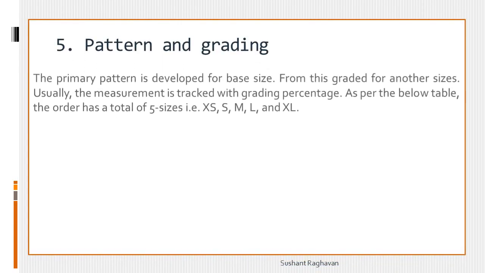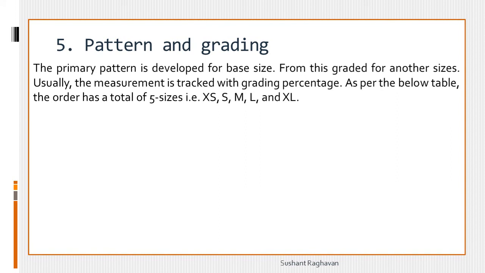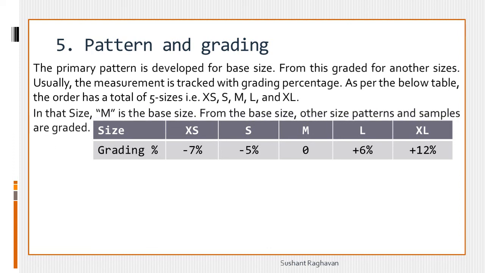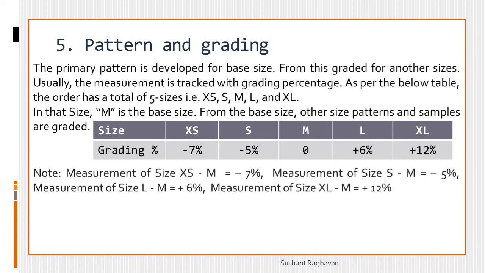Pattern and grading. The primary pattern is developed for the base size. From this it is graded for other sizes. Usually the measurement is tracked with grading percentage. As per the table below, the order has a total of 5 sizes, that is extra small, small, medium, large and extra large. In that, size M is the base size. From the base size, other size patterns and samples are graded.